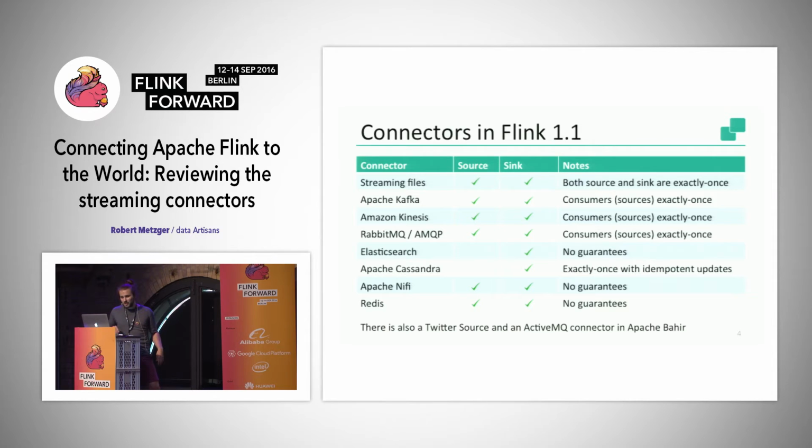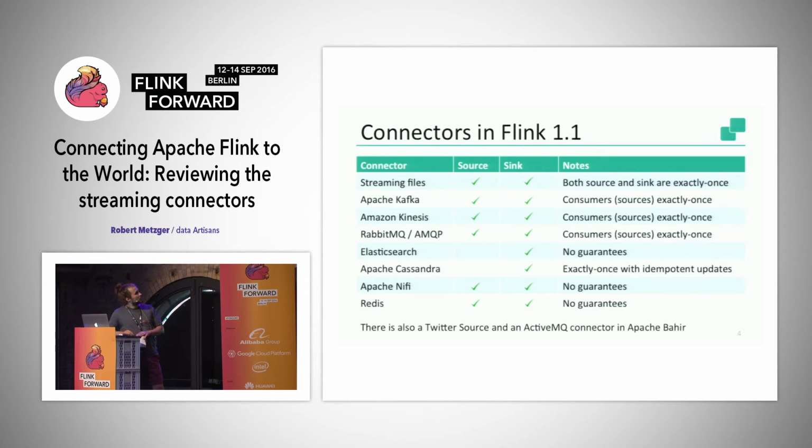Then, of course, there's Apache Kafka, where we have a source and a sink, Kafka consumer and a Kafka producer, where we provide exactly once for the sources, but not for writing to Kafka, because having exactly once across a program, reading from Kafka, writing to Kafka, would require some cooperation, I would say, from Kafka, which it doesn't yet provide, but apparently they're working on that.